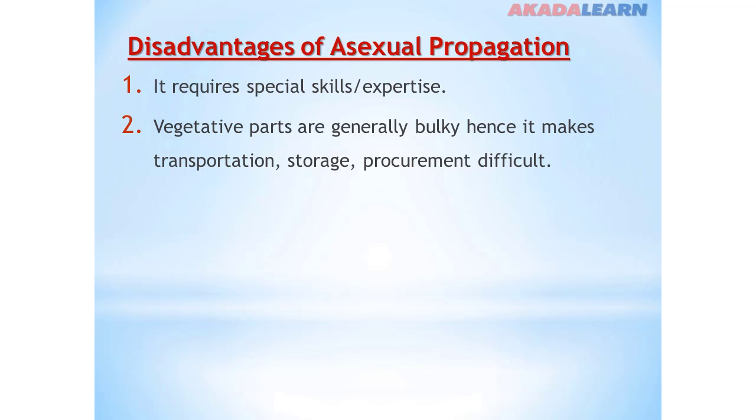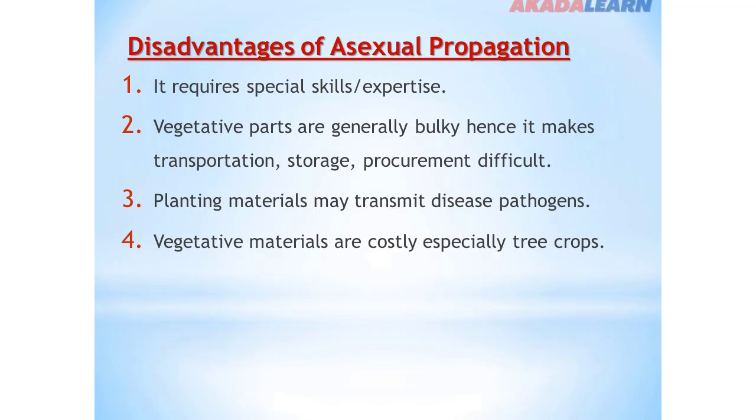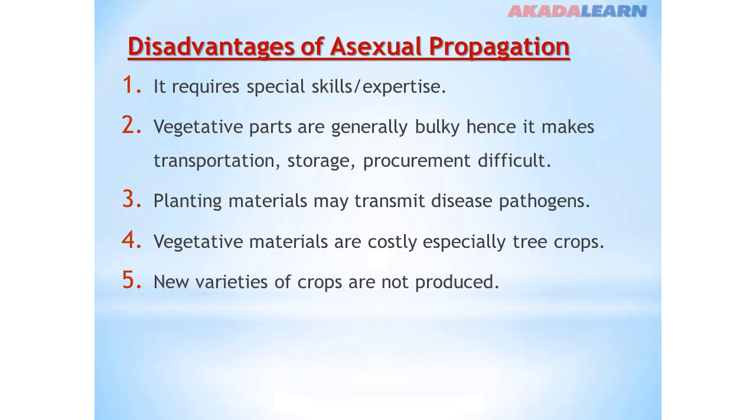Vegetative parts are generally bulky, hence it makes transportation, storage, and procurement difficult. Planting materials may transmit disease pathogens. Very true. Vegetative materials are costly, especially tree crops. New varieties of crops are not produced, unlike sexual propagation, where cross-pollination can take place.